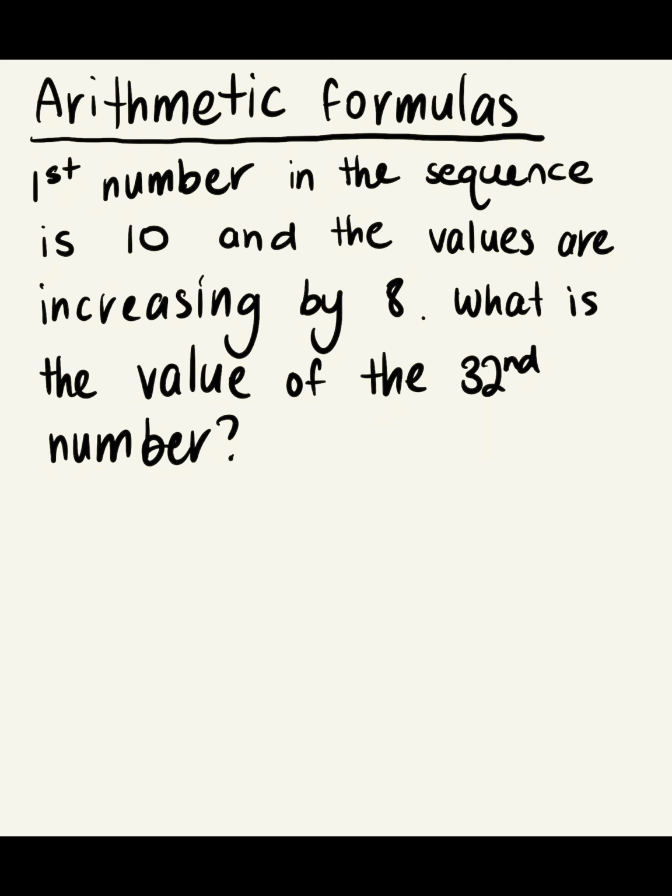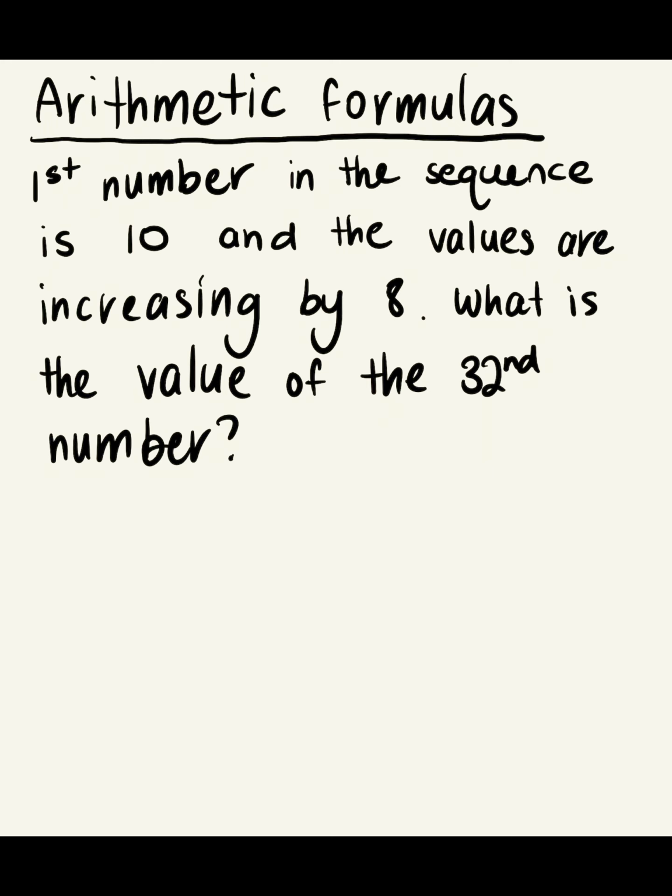It could be decreasing, so -1, for example. So if you had a sequence like 10, 9, 8, 7, 6, 5, 4, 3, 2, 1, that's going down every single time by -1. Now, obviously, these are very simple sequences. As they get more complicated, then we start needing to use what's called the arithmetic formula.